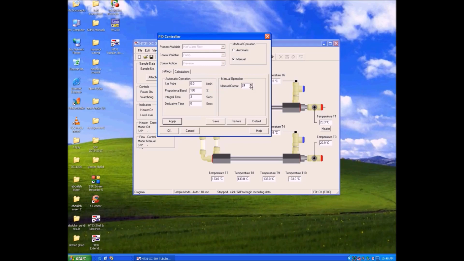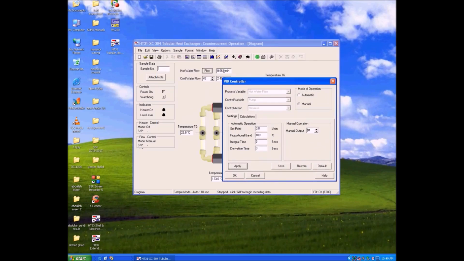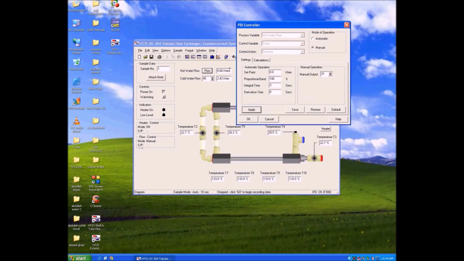So if you increase the power, the flow rate will be increased, and no need to change anything here because we selected manual and manual output. And you can see now the pump power is 30% input and the flow is showing 0.68 liter per minute. So don't select automatic here, no need to change anything here.